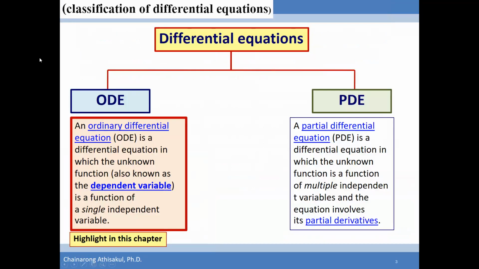Okay, and we can classify differential equations into two types. First is the ordinary differential equation, which is a differential equation in which the unknown function is a function of a single independent variable. We have only one independent variable. But if we have more than one independent variable, multiple independent variables, we call it a partial differential equation, a PDE. For that case, we will use the partial derivative symbol.